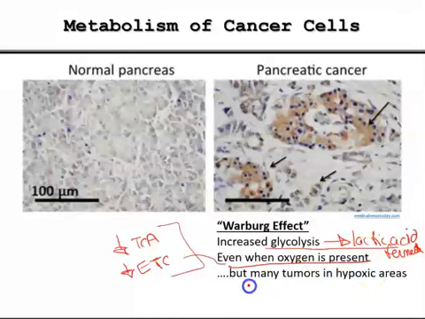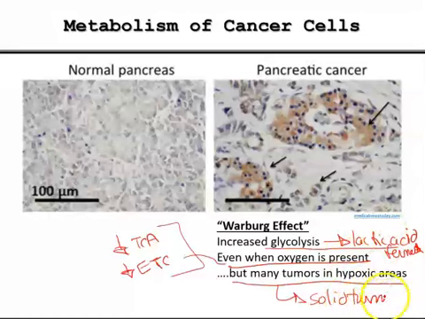Note also that a lot of tumors develop in hypoxic areas, especially if we're looking at solid tumors in soft tissue, and especially if this mass of cells develops far ahead of the formation of blood vessels to bring in blood and oxygen to the tumor.